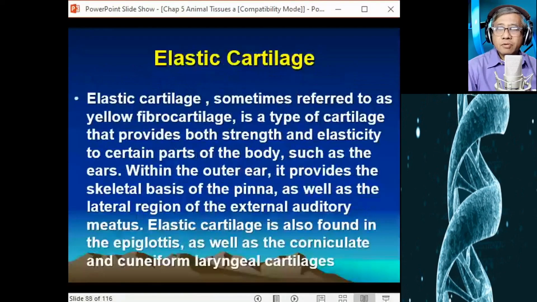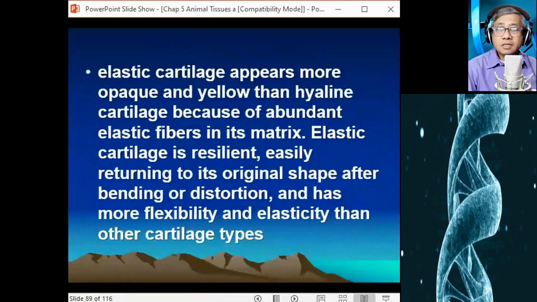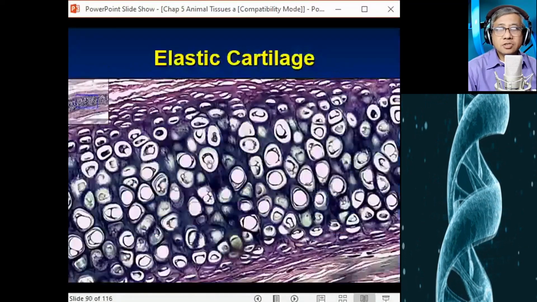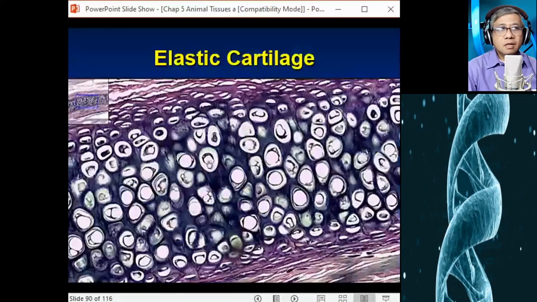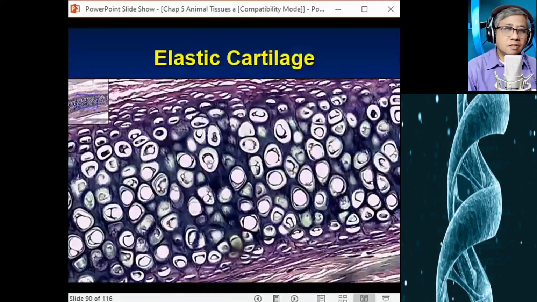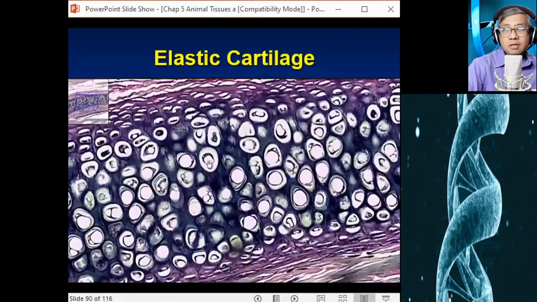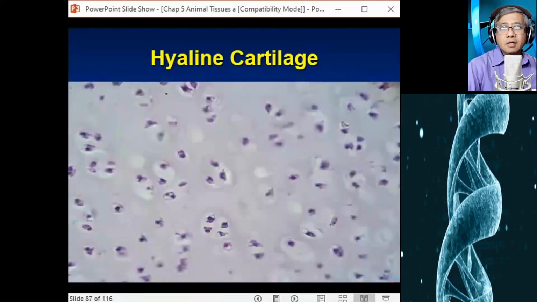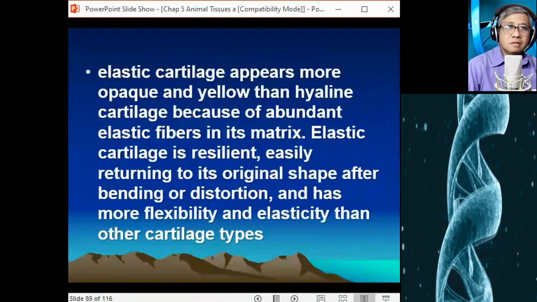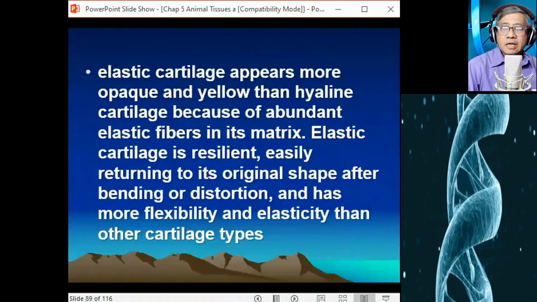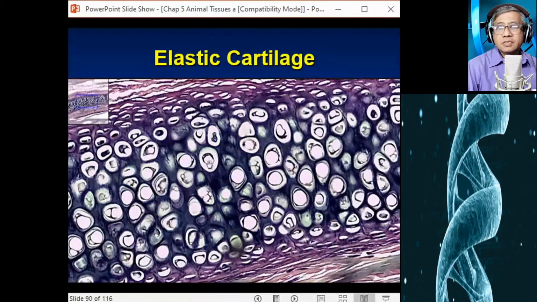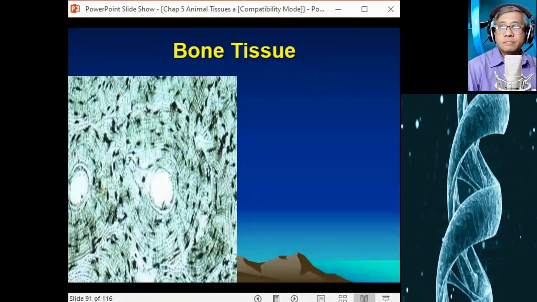Then yung fibrocartilage, halos ganito din sa elastic, kaya lang hindi siya ganun ka-flexible. And you can find that in the knee, and also dun sa intervertebral disc ng vertebral column. Okay, so that's cartilage. Next, we have bone tissue.